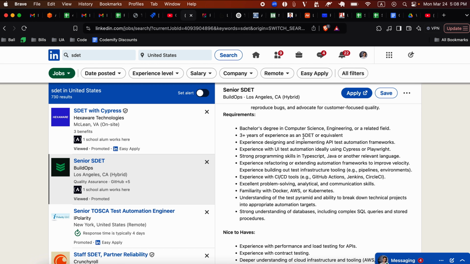Alrighty, 3+ years of experience as an SDET or equivalent. Amazing. Experience designing and implementing API test automation frameworks. Absolutely. As a key automation engineer, you have to do that. And by the way, we do teach these frameworks for UI and for API testing as well.